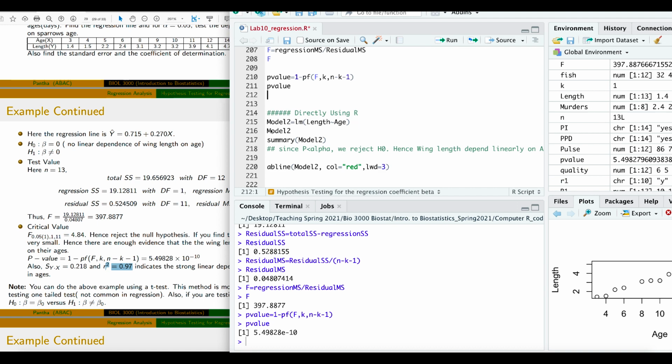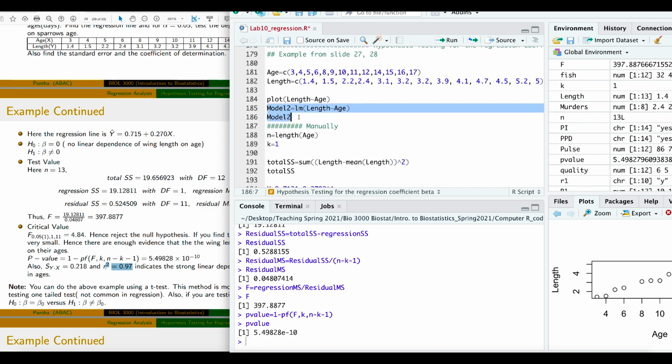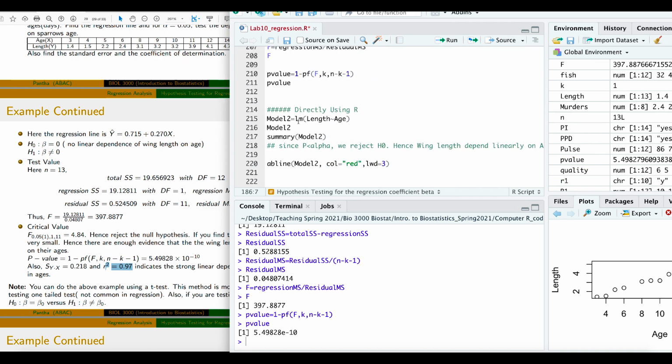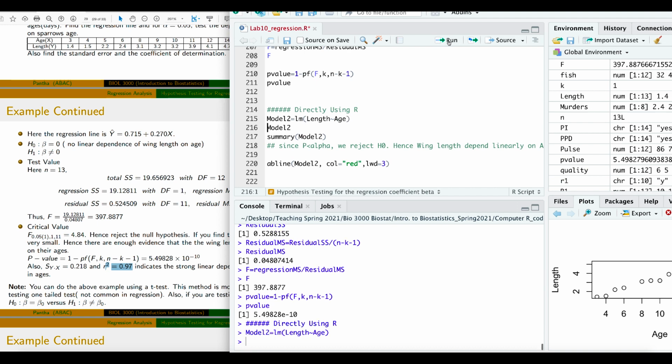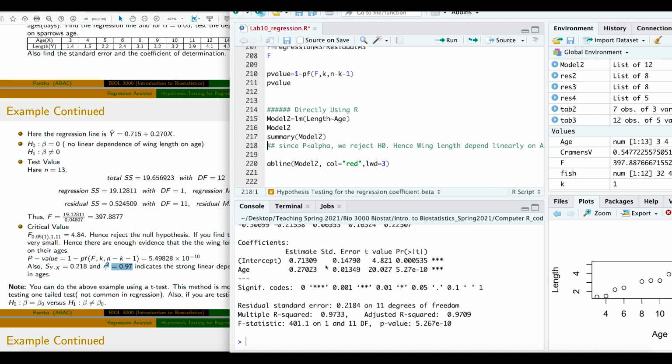So I want to do it directly. What I did, model 2, I did exactly the same thing as before. Model 2 here, right? Model 2, and then linear model, length is the y value and wing is the x value, which is the age. You run this one, and then just write model 2, which will give you the x value, the regression coefficient of the sample, and the y-intercept, right? And if you do the summary of model 2 like that, it will give you everything that you need.